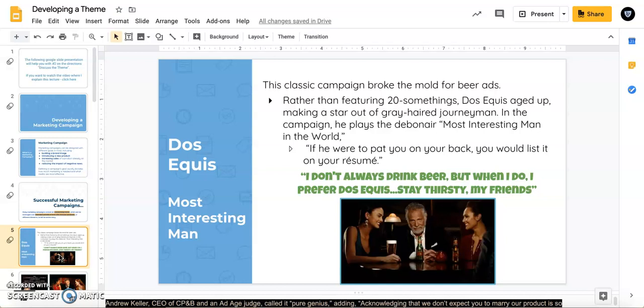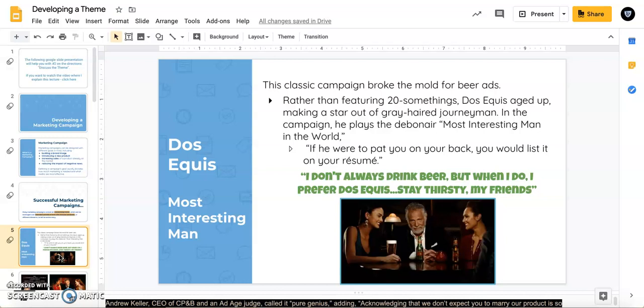They say if he were to pat you on the back, you would list it on your resume because he's that great. Now, the whole tagline for this was, I don't always drink beer, but when I do, I prefer Dos Equis. Stay thirsty, my friends. What's cool about this ad is they're bringing light to the fact that you don't have to marry a product. He's not saying, I drink beer every day and it's Dos Equis.